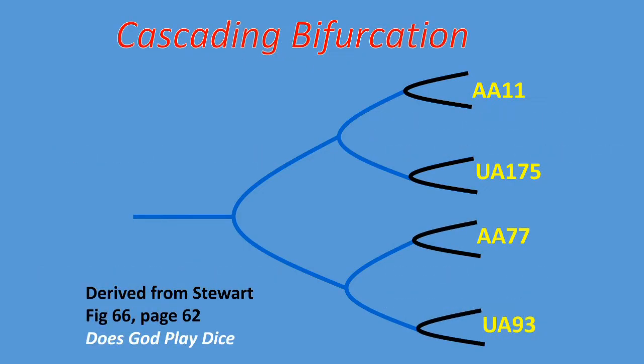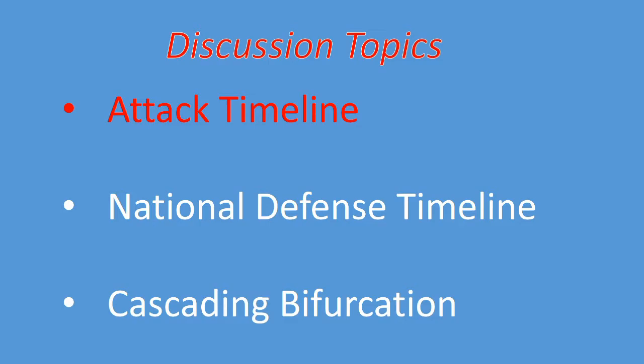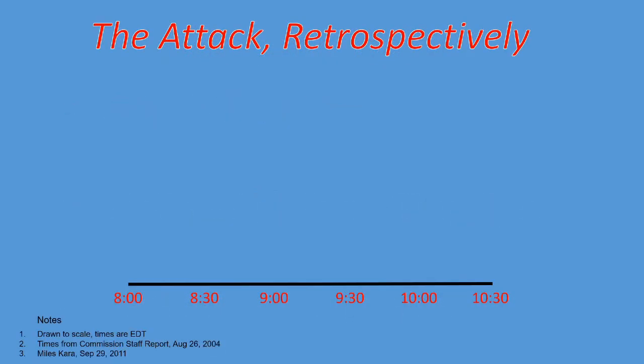Each of the 4 commandeered flights became something other than a single plane, each to be flown into specific targets. To describe the bifurcations that amplified the chaos of the morning, we will discuss 3 things. We begin with the attack. Here is the basic timeline we will use, drawn to scale.